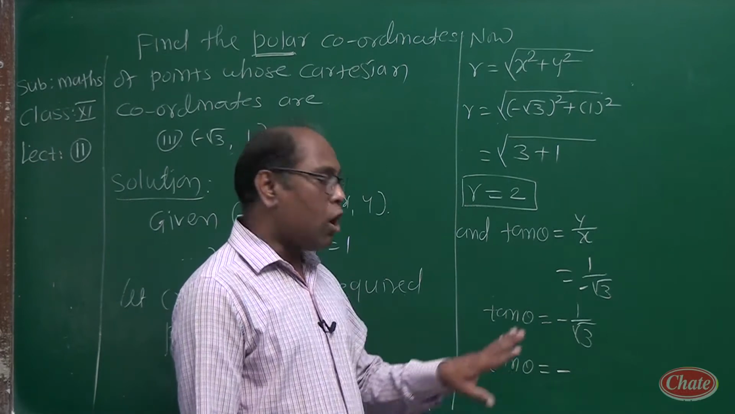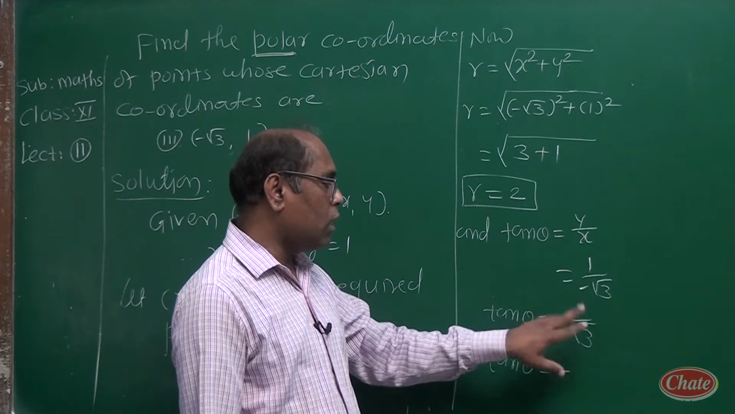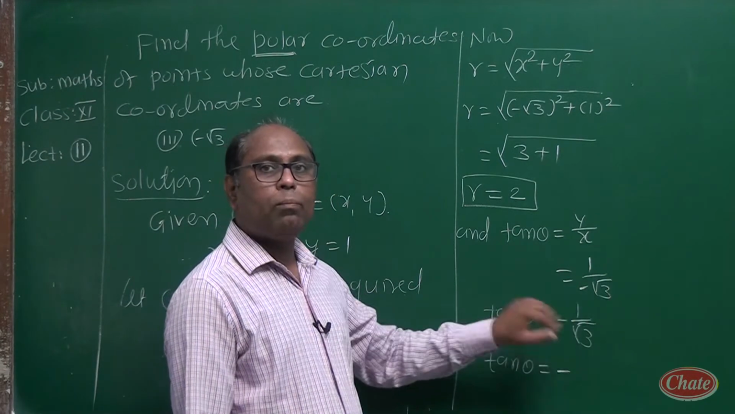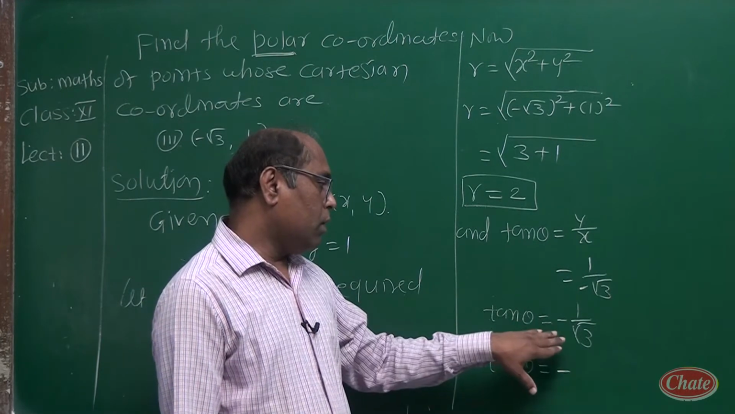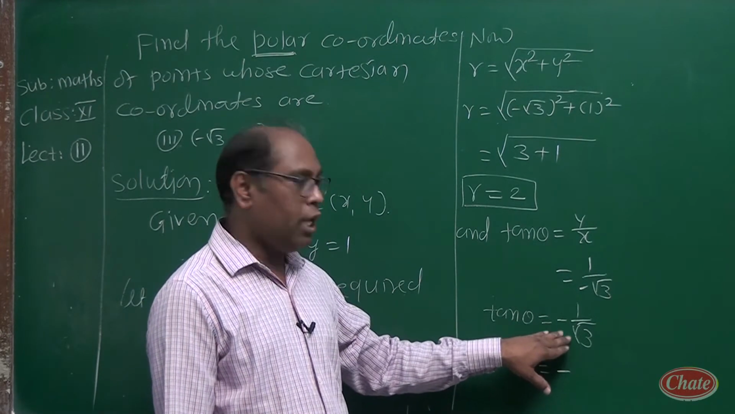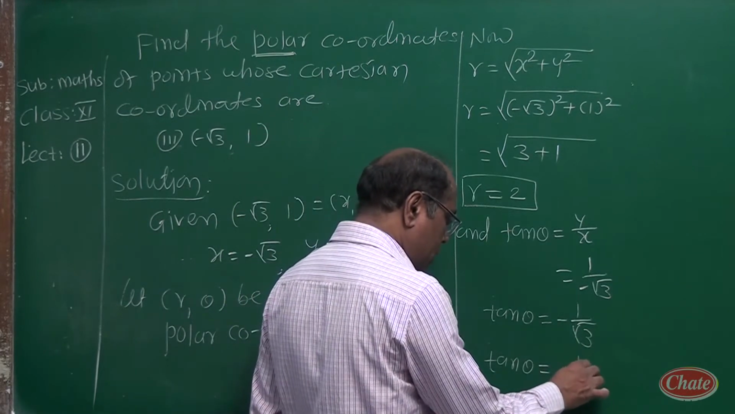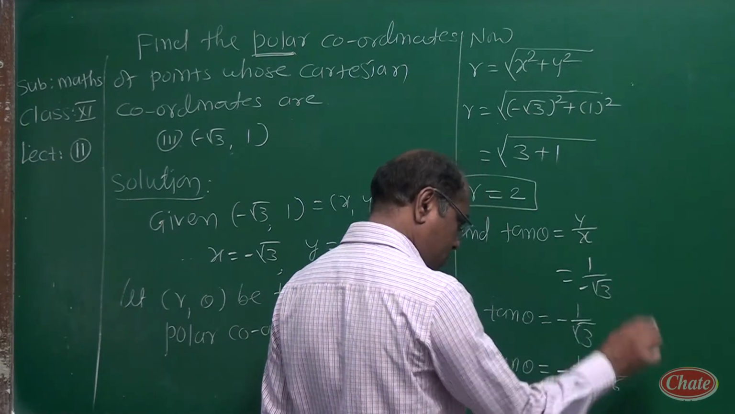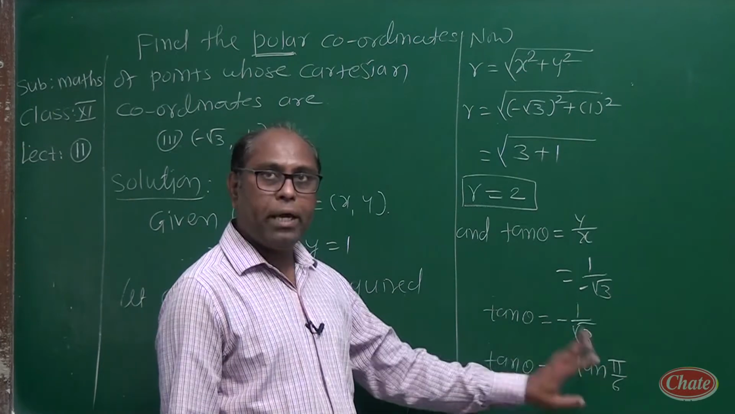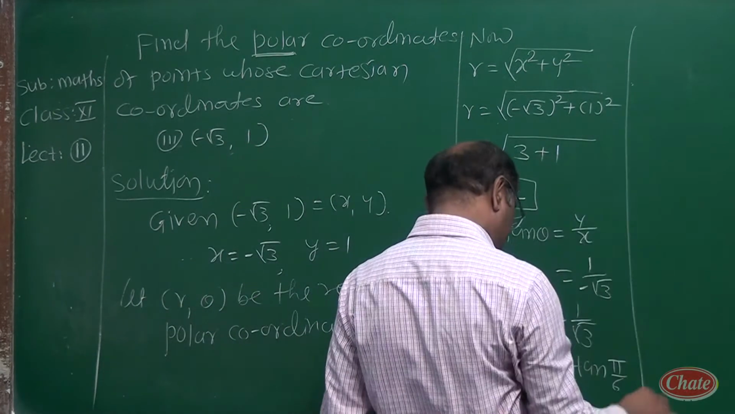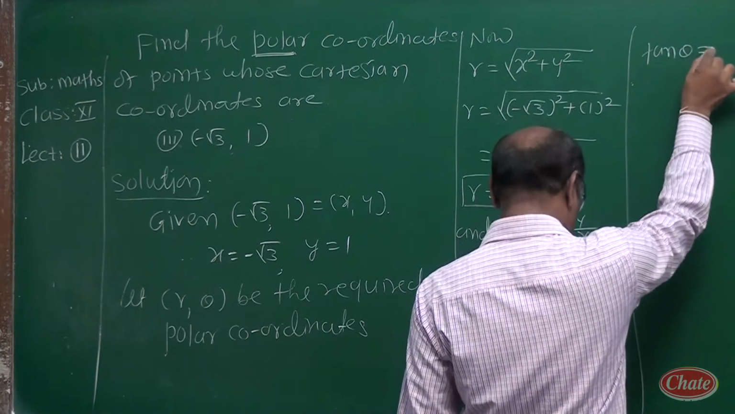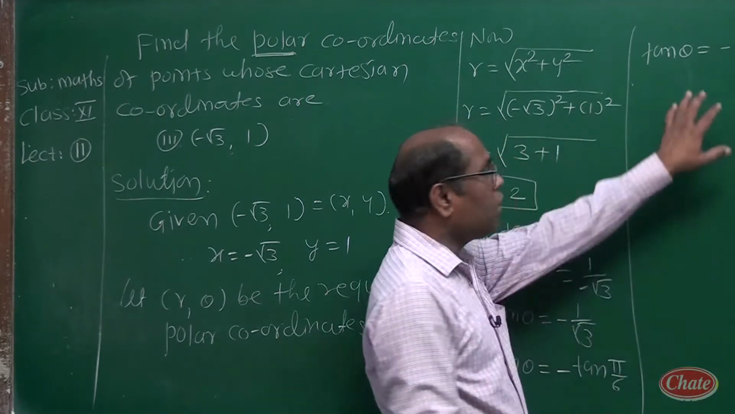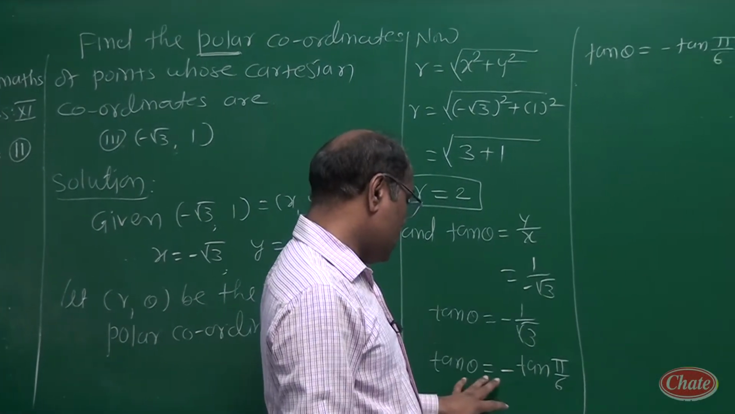For which angle the value of tan is 1 upon root 3? That will be for 30 degree. Tan 30 degree is 1 upon root 3. So you get minus tan of 30 degree. What is 30 degree? Pi by 6. So therefore here tan theta is equal to minus tan of pi by 6. We have to write down this step here again.